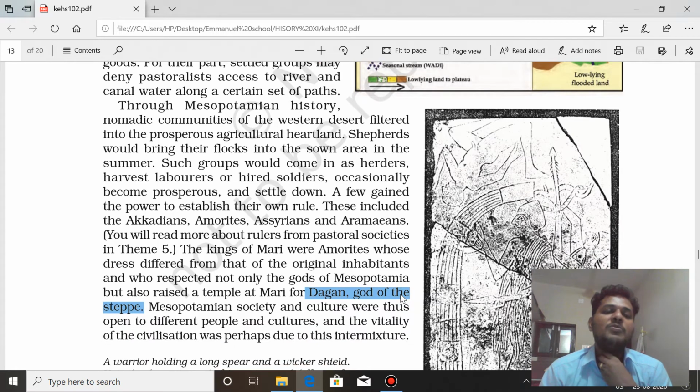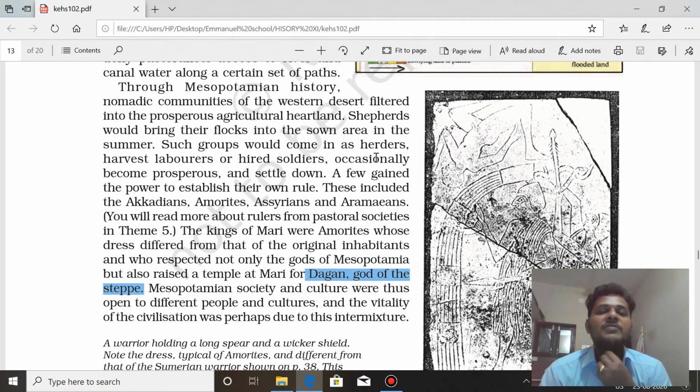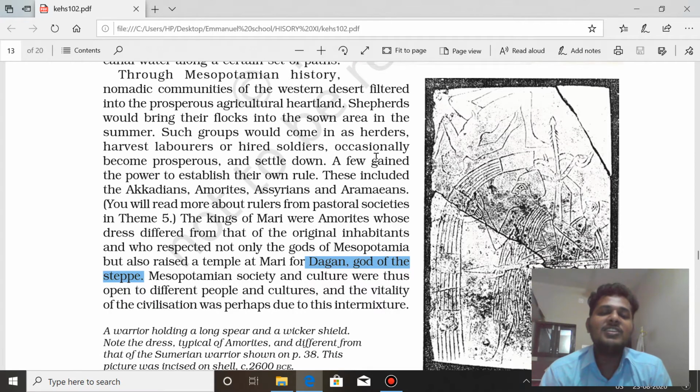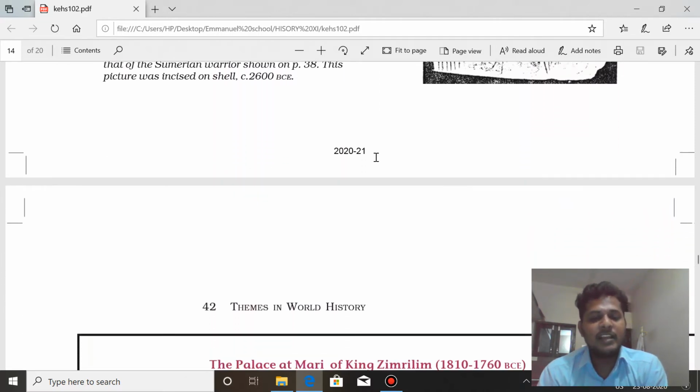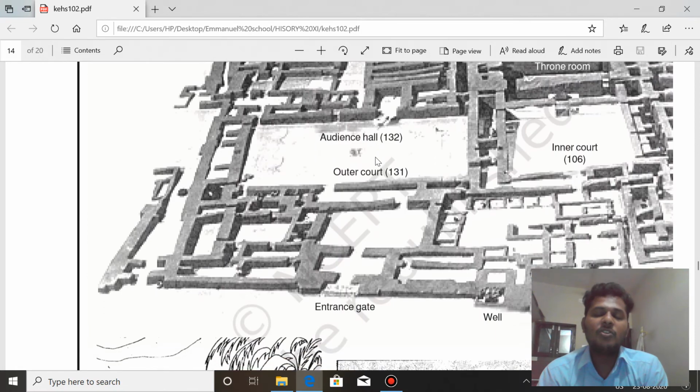Through the history of Mesopotamia, we can come to know that nomadic communities from the western area got inside and were doing some menial jobs. But when they got powerful and started ruling, some of them became Akkadians, Amorites, Assyrians, Armenians. When Amorites were ruling, they had their own different dress from the local people, and they respected the Mesopotamian gods as well as their own god of Mari. So I think 5 points we have discussed. You have to make 5 points out of this.